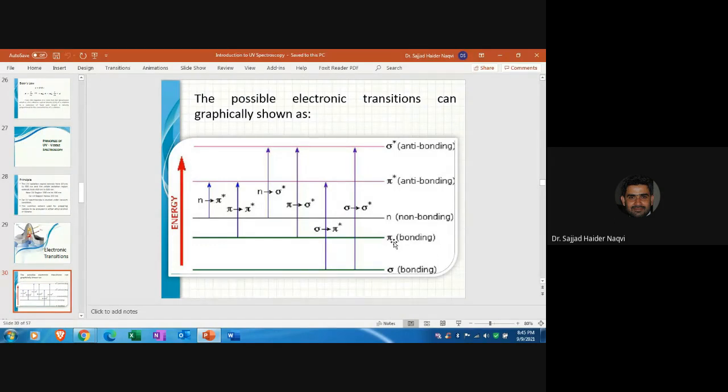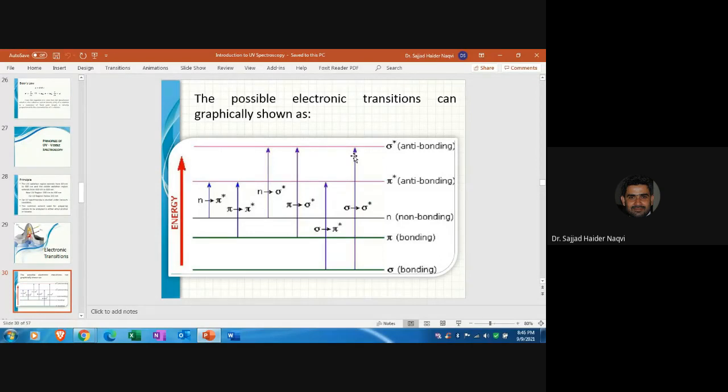Definitely, this is a little bit unstable state as compared to this one. And then if this process goes on, you get the non-bonding, then the anti-bonding pi, and then the anti-bonding sigma. So this anti-bonding sigma is the highest electronic transition when they absorb energy.